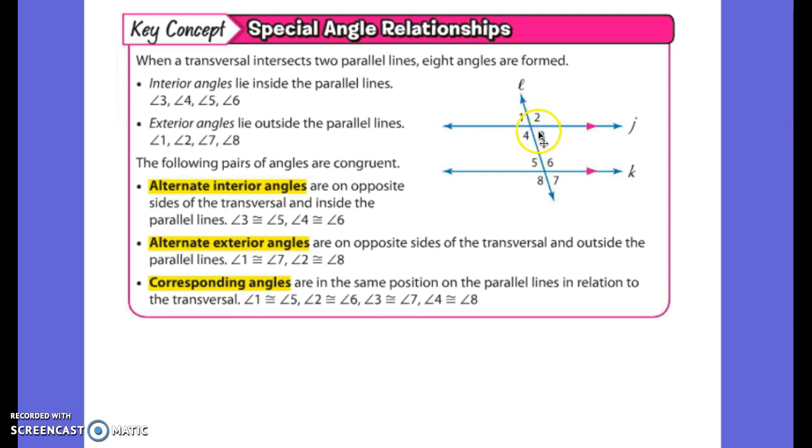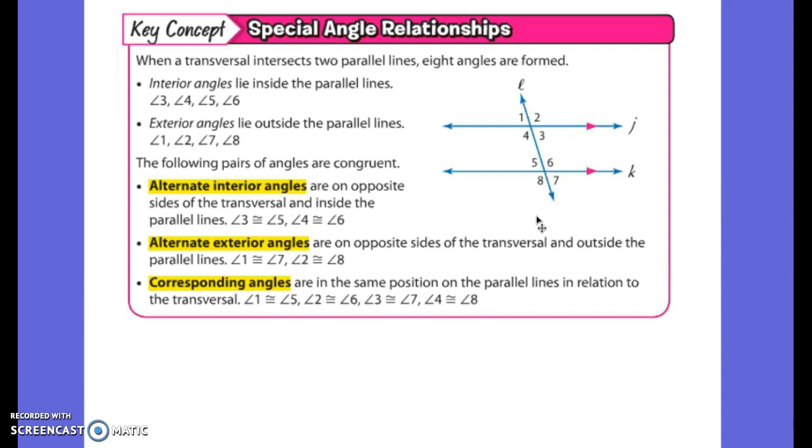Angle 3 and angle 5 are going to have the same measures. They're alternating, they're on opposite sides of this transversal. They're inside the parallel lines, so they're both on the inside. Same thing with alternate exterior. They're on opposite sides of the transversal. So 1 and 7, 2 and 8, outside the parallel lines, opposite sides of the transversal.